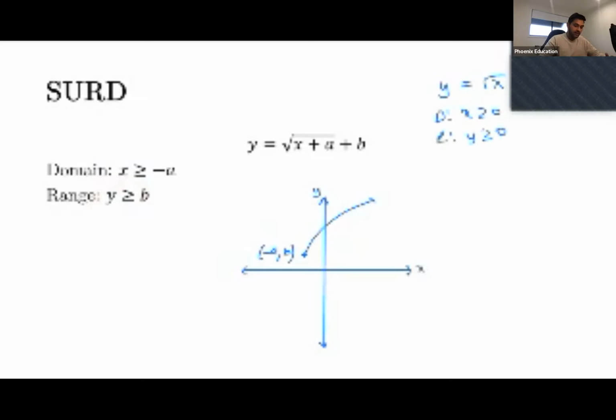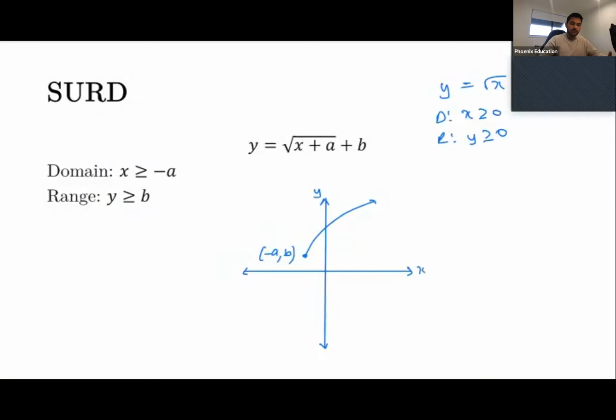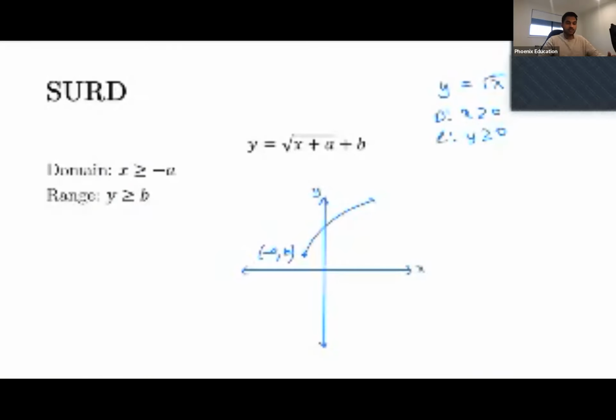And if we shift it to the left by A units, then this will also be shifted to the left by A units. Or if it's to the right, this will be shifted to the right. If the graph has been shifted down, this will also be shifted down, or up, according to your translations.